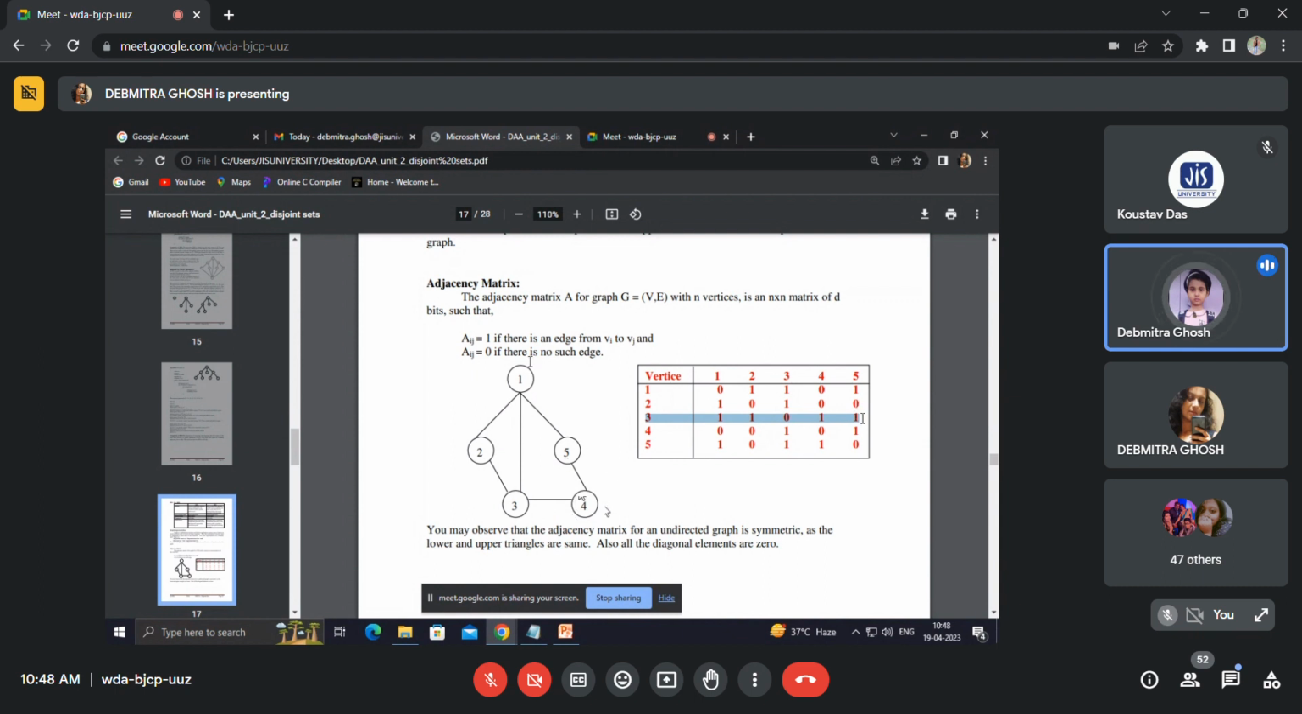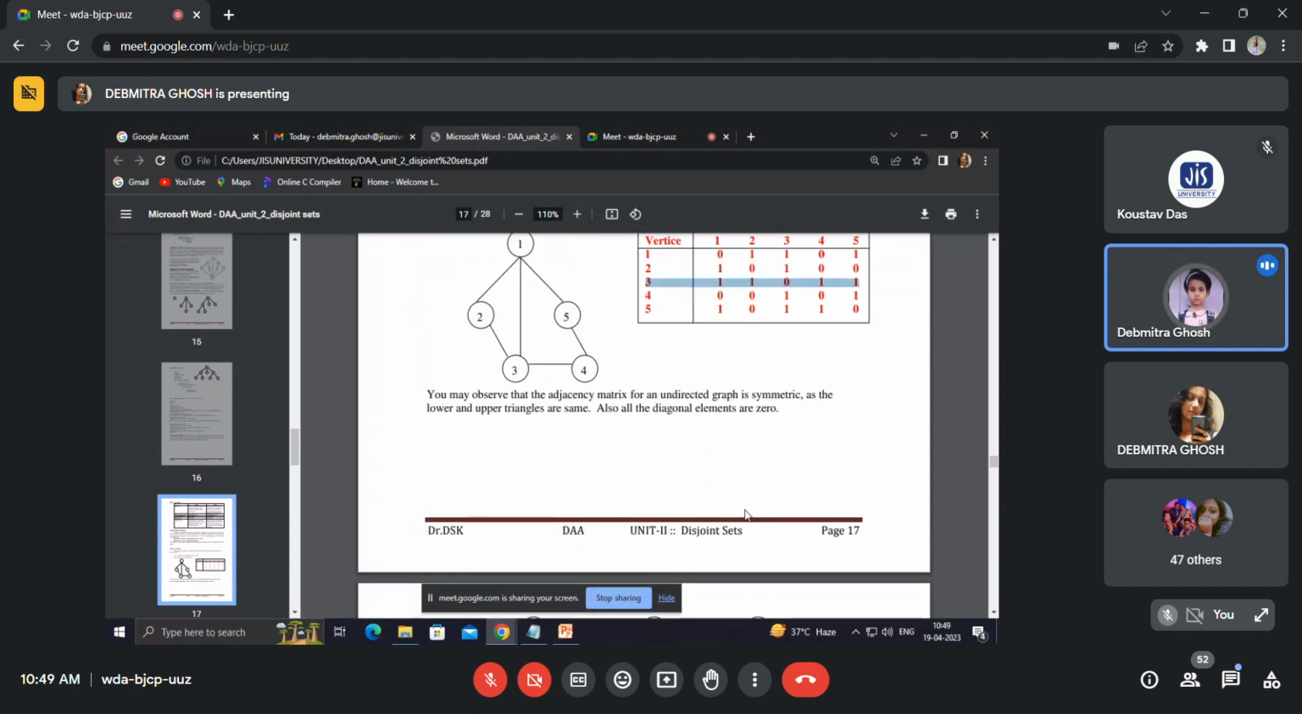Now 5 to 1, yes, there is a connecting edge, 1, fine. 5 to 2, no connecting edge, so it's a 0. Now 5 to 3, there is no connecting edge, so it's a 0. Now 5 to 4, there is a connecting edge. 5 to 5, it's a 0. So this is the adjacency matrix.